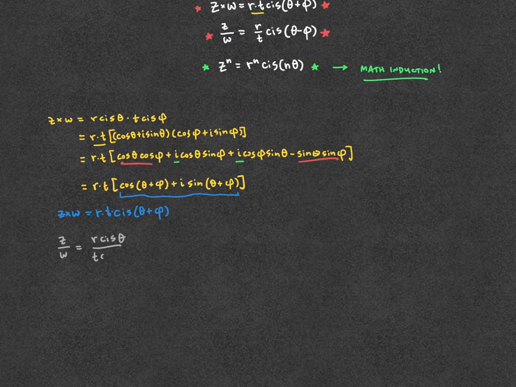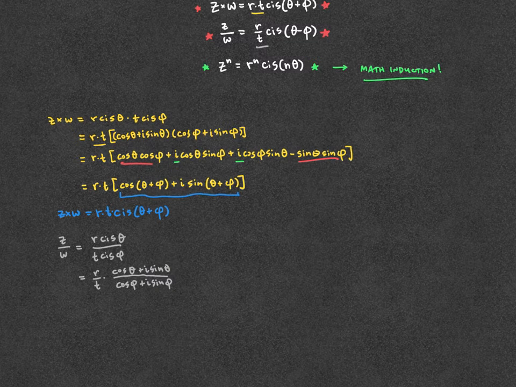W was T cis phi. Okay, so I can see I'm going to have R over T. I lock that in place, right? See that right there. Now I'm going to do a quick expansion of cis theta. That's cosine theta plus I sine theta. In the denominator, I'll have cosine phi plus I sine phi.